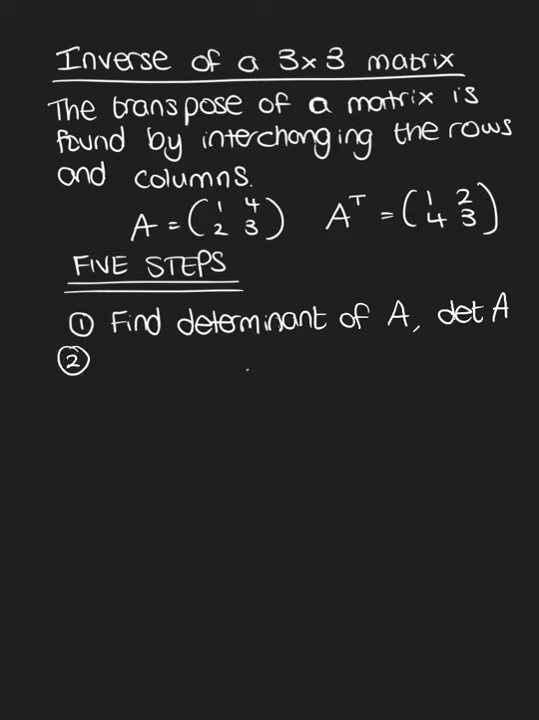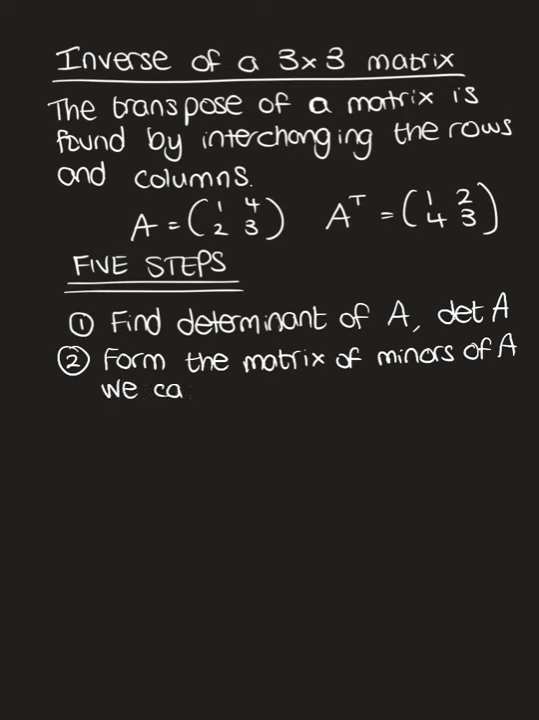Step 2, we want to form the matrix of minors. We talked about minors a couple of lessons ago. We'll do an example going through this in a bit, and we call this matrix M, capital M, unless there's something in the question. If the matrix in the question is called M, obviously you wouldn't call this one M, you'd give this a different letter, but generally we call this one M.